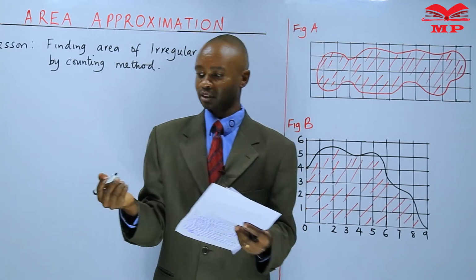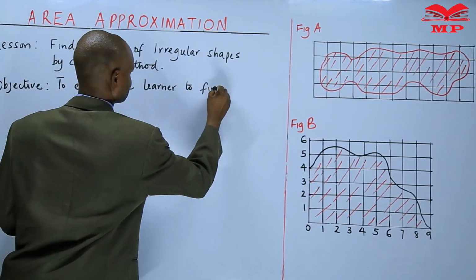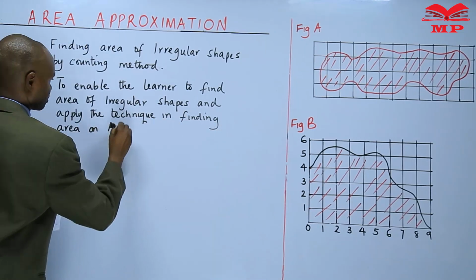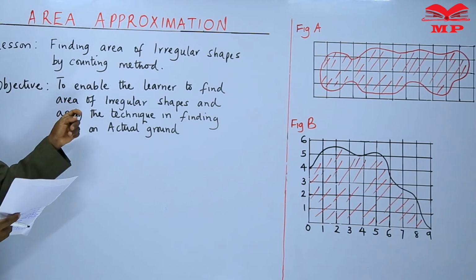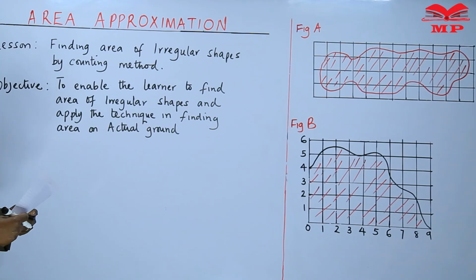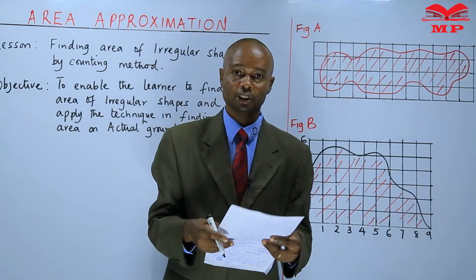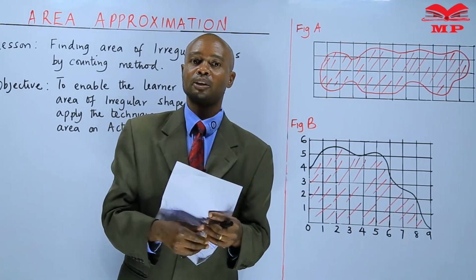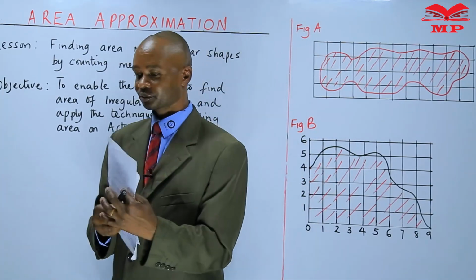So the objective is to enable the learner to find area of irregular shapes and apply the technique in finding area on actual ground. What we are seeing is a representation. So the learner at this stage should know area.